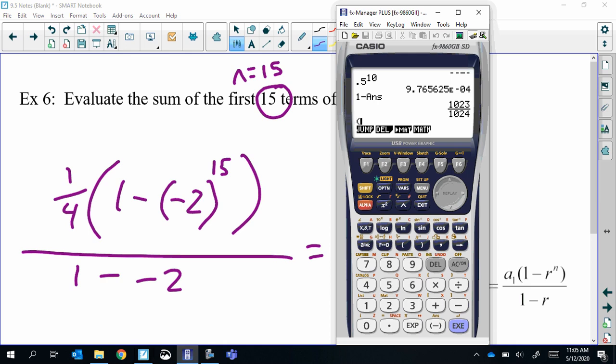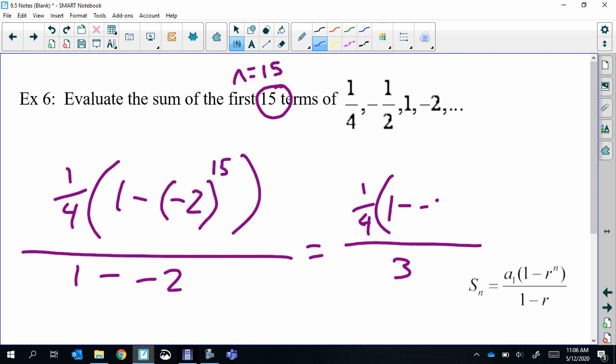And again, you either need to use parentheses or pay attention to your negative sign. It's going to be negative to an odd, which should be negative. It's going to be a huge number, though. So this is 1 minus negative 32,768. And then that's 1/4 with a 3 in the denominator.